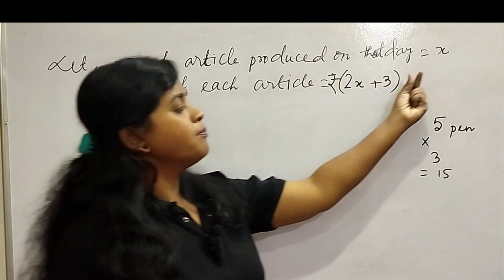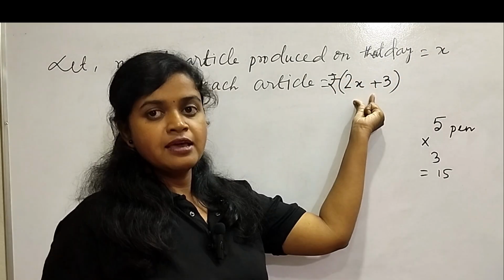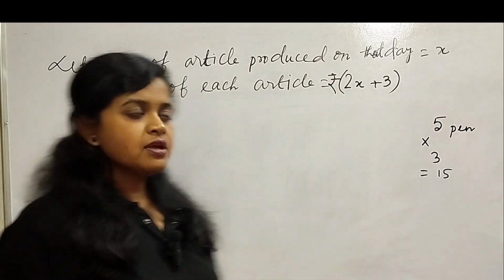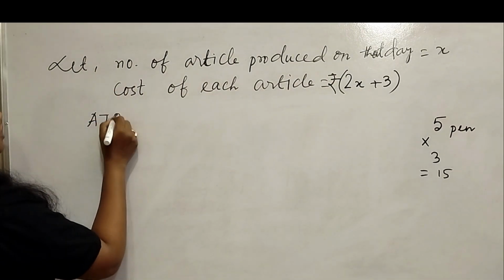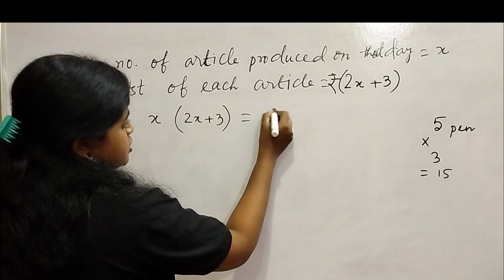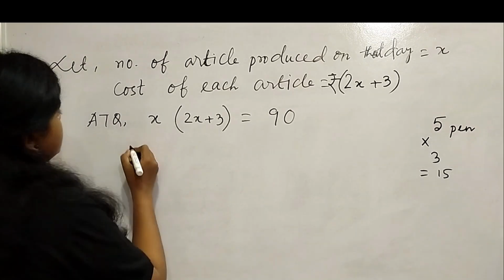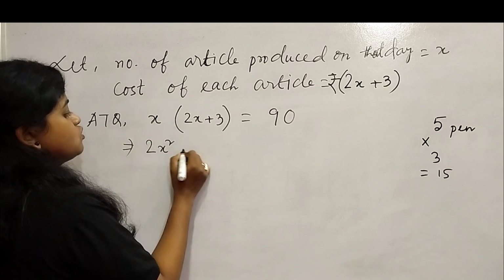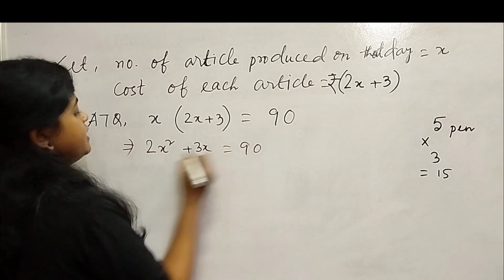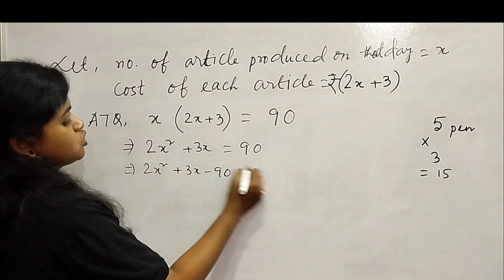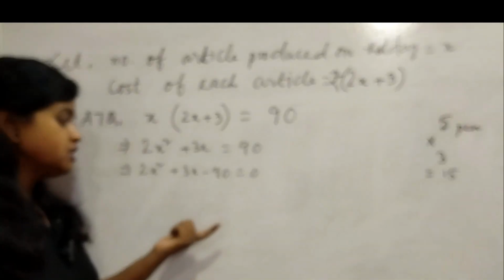So what will you do? You have to find the product of this and this. The total number of articles is x and the cost of each article is 2x plus 3. So according to the question, you will write x multiplied by 2x plus 3, and the total cost is what? Rupees 90. Let us solve this question. So x into 2x means 2x square, and x into 3 is 3x, equals to 90. So 2x square plus 3x minus 90 equals to 0. So this is our quadratic equation here, and we need to solve it.